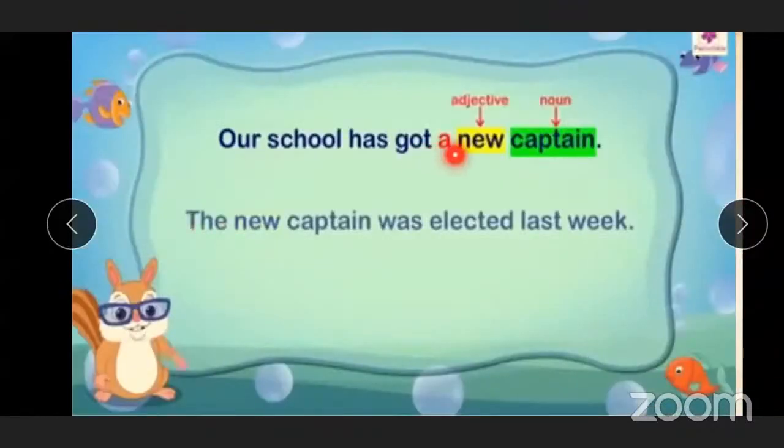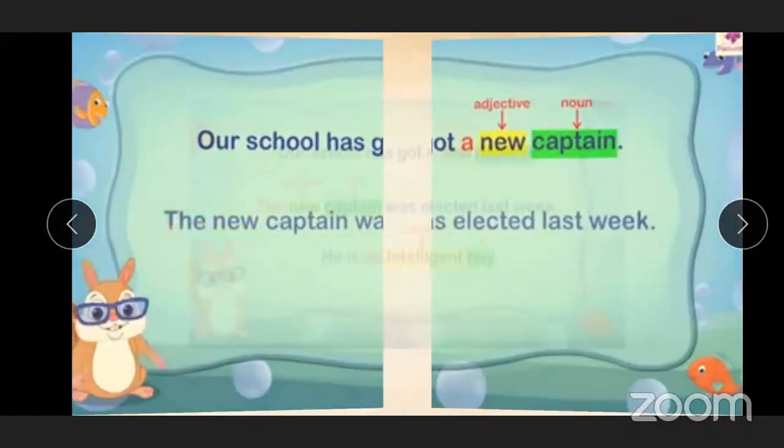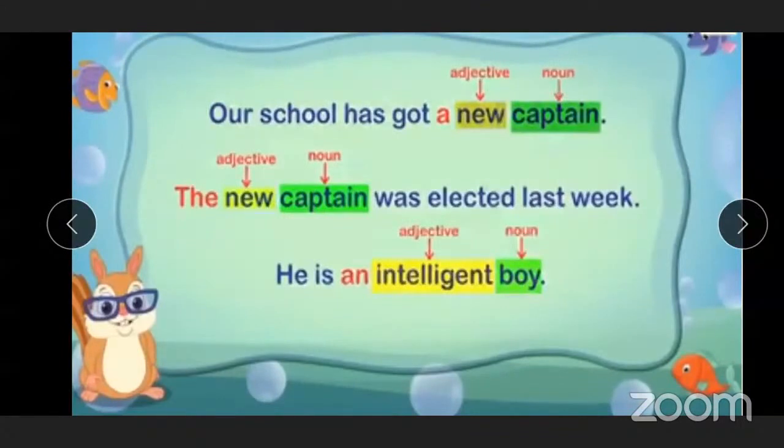Our school has got a new captain. New is an adjective and captain is a noun. A is the article. The new captain was elected last week. Here the captain came the first time; when the noun comes the second time, we use the. He is an intelligent boy. It starts with I, one of A, E, I, O, U, so here we use an.